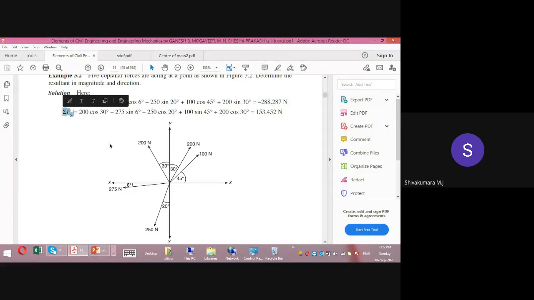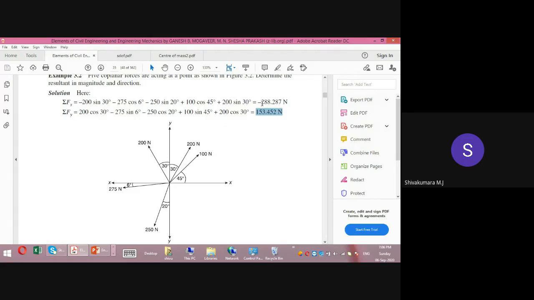Then you come to the summation of Fy value: 100 sine 45, plus 200 cos 30, minus 275 sine 6, minus 250 cos 20. Is it clear? Yes, sir. If you do the computation, you will get 153.452 Newton. That is the summation of Fy. So we are done with summation of Fx and summation of Fy.